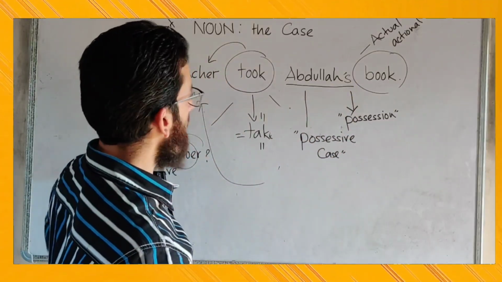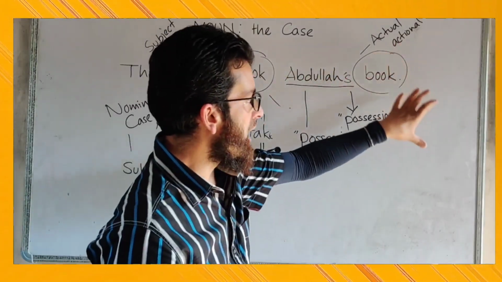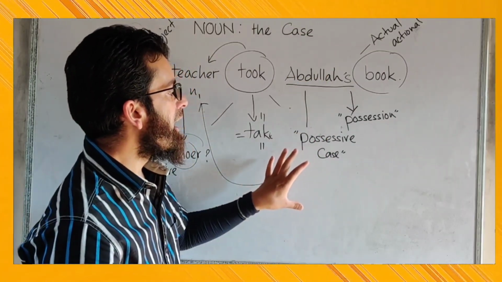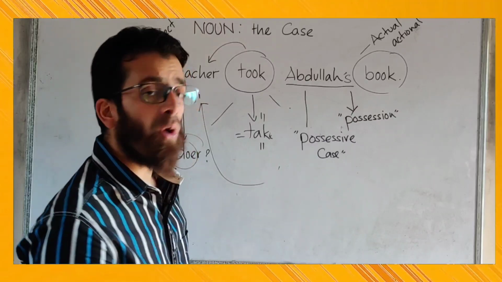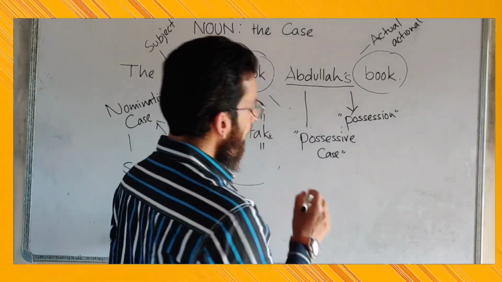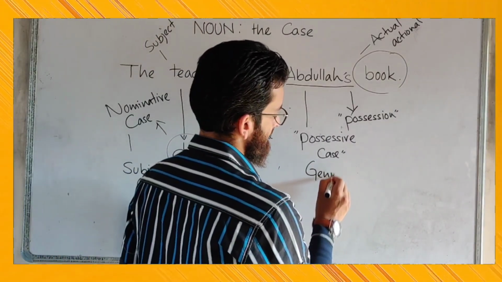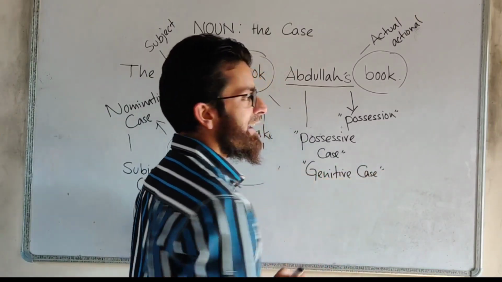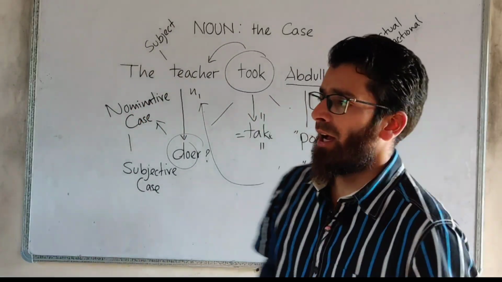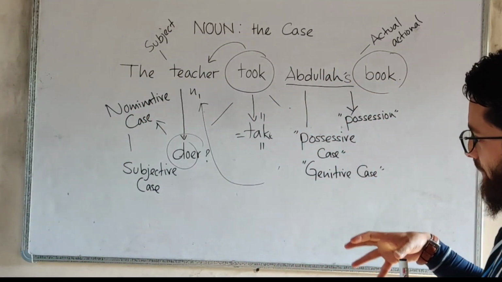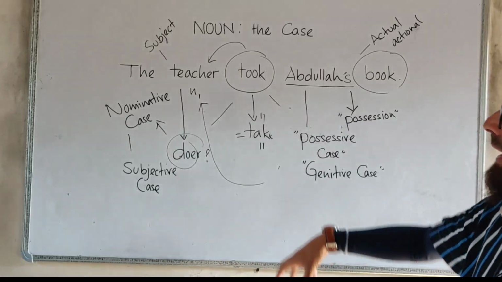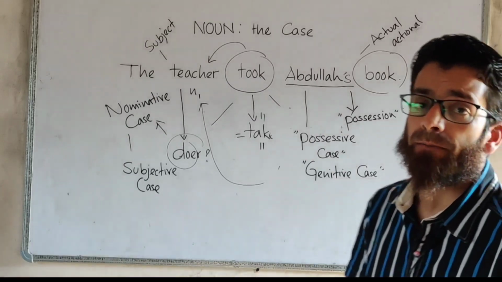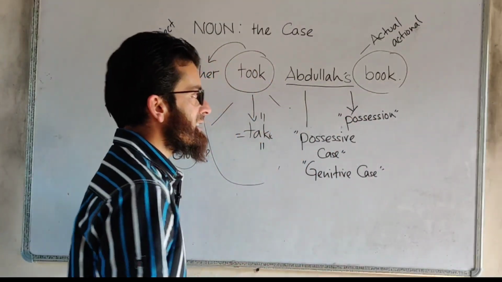We have nominative case, we have objective case, and we have possessive case. So this is it, and we call a possessive case also a genitive case. Maybe there are some grammar books that name these cases like subjective case, objective case, and genitive case. You should not be confused. So they are one and the same thing.